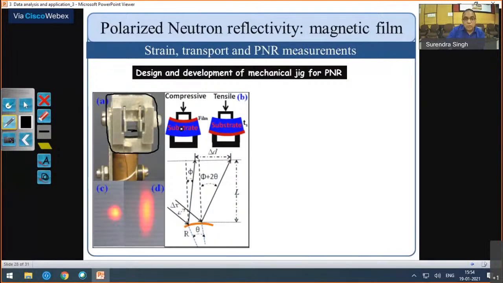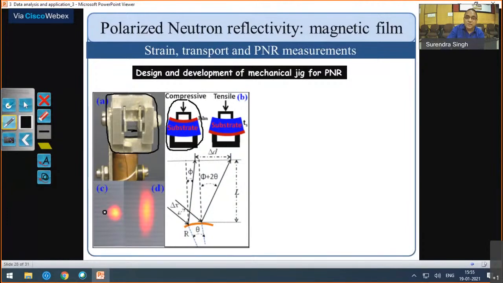In principle, we can apply compressive strain when we put our substrate and the stress from the film side. Then we are compressing our film by bending the thin film in this configuration. And when we flip our sample on this mechanical jig, now the film is down and we are bending the substrate that way. Then we are applying a tensile strain, and using this we can really get how much strain we have applied.